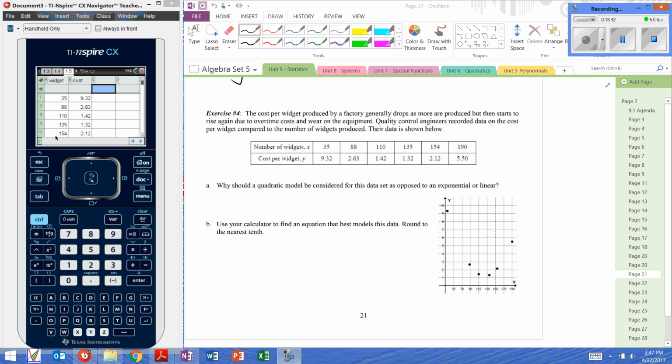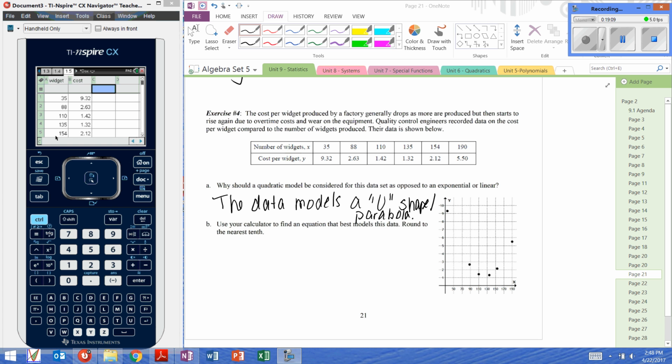And if we look at what they're asking us in A, it says, why should a quadratic model be considered for this data as opposed to an exponential or linear? Well, if you look at this data, it's doing exactly what it said it was going to do. It was going to start high, then drop low, but then get back high again. So this data is modeling a U shape, which is the shape of a parabola.